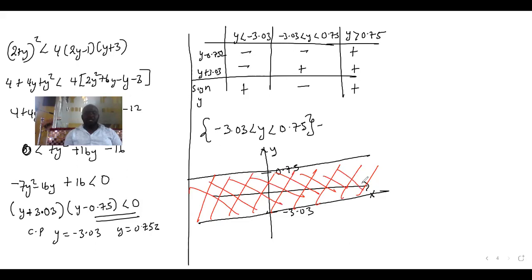And that is why I told you this method can give you very many answers. It has showed us where the curve does not exist. It has showed us the horizontal asymptote. Now look at the next item.